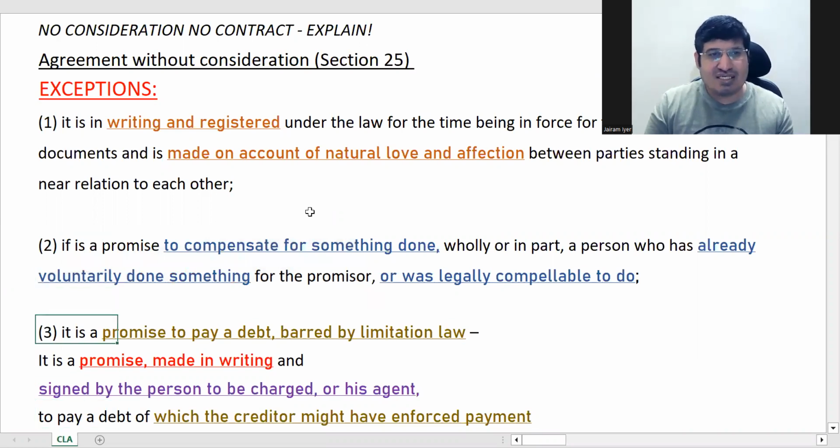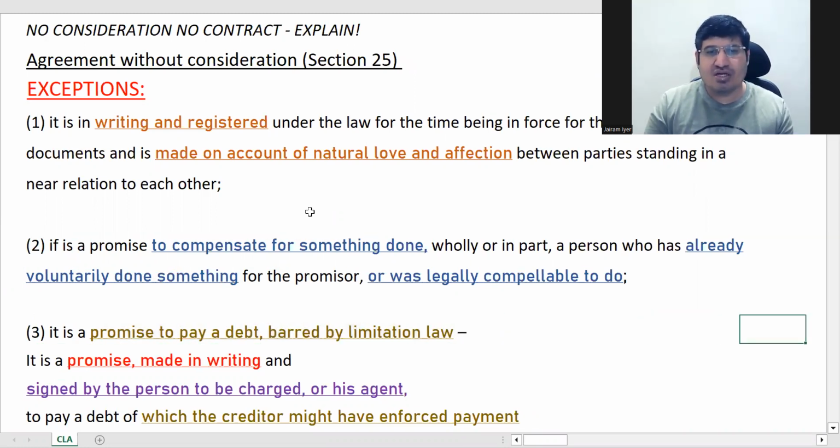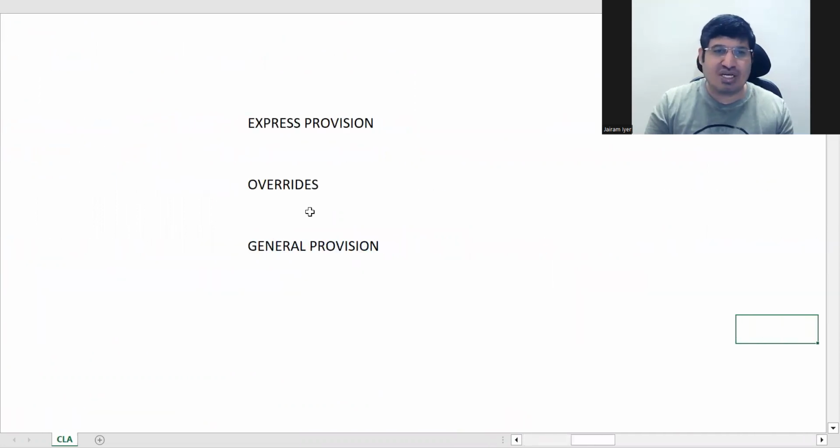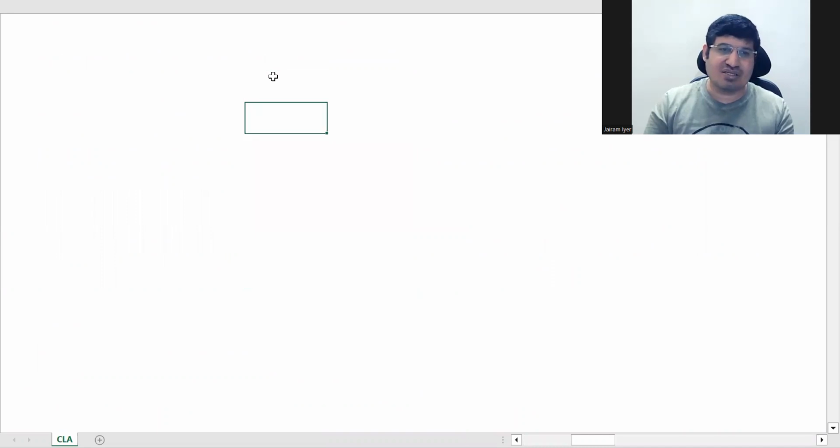And then the last exception to no consideration, no contract is a promise to pay a time barred debt. That is, a debt barred by limitation law. Have you heard of limitation law? Any one of you? Law of limitation.